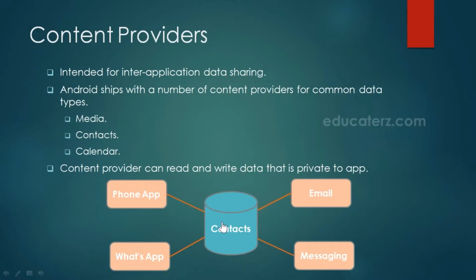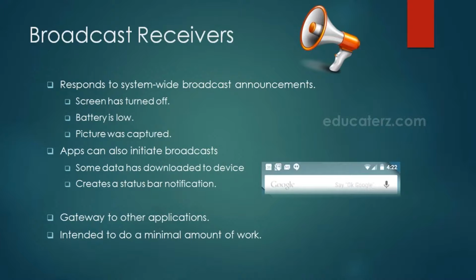Now the last application component, which is the broadcast receiver. Broadcasting, and it is going to receive something. Let us see how and what that is. The broadcast receiver responds to system-wide broadcast announcements as well as application-initiated broadcasts. System broadcast announcements are like the battery being low, the screen having turned off, or a picture having been captured. These all relate to the hardware, or the device.